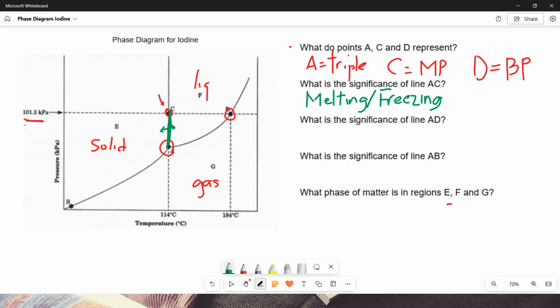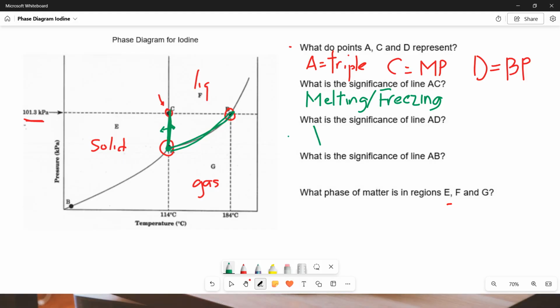Then we go to A up to point D. What does that represent? Well, we're going between liquid and gas, or gas to liquid. So anywhere along that line is going to be vaporization or the condensation phase change. Okay, anywhere along there. And then the next question says, what's the significance of A to B?